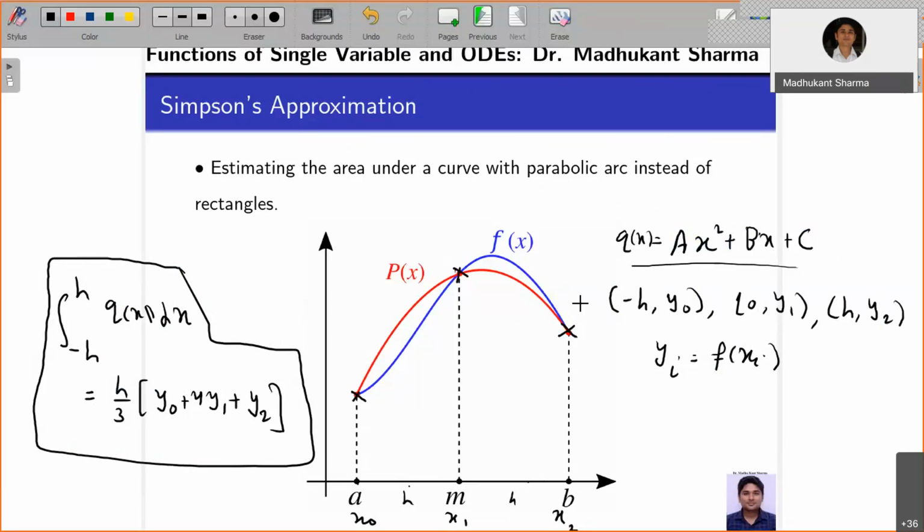Okay, right. If you have any question, you can ask. Sir, in this Simpson's approximation, we are basically shifting the graph. Yes. We're taking points as minus h, 0 and h. Yes.